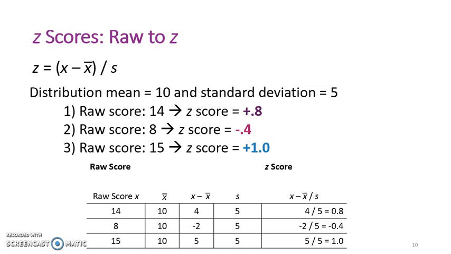Remember that when we do these calculations, we must do the parentheses first and then do the division, according to the order of mathematical operations. Again, you actually compute z-scores for every score in your distribution. We just did z-scores for 3 raw scores from a hypothetical larger distribution of raw scores.